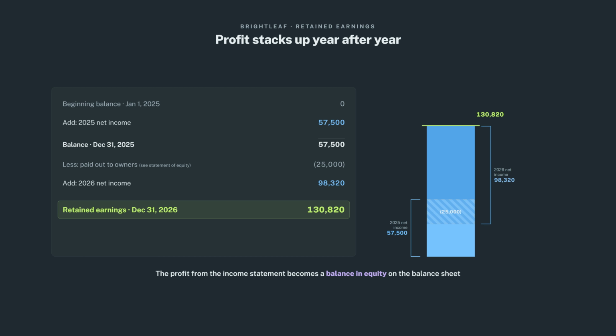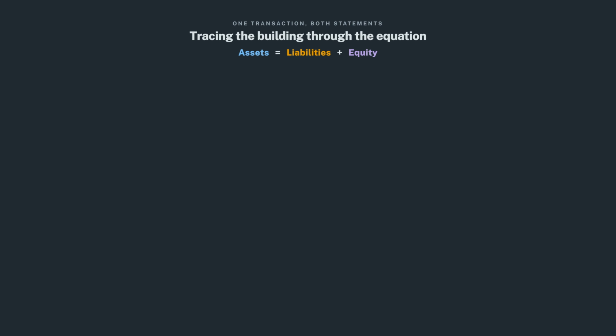Now to reinforce that connection a bit further, let's track one transaction through the two statements. We'll focus on the building BrightLeaf bought to operate in. Back when the company started, it needed cash to buy that building. It raised $400,000 by issuing common stock to its owners, and it took out a loan. We can't tell exactly the amount of the loan from the balance sheet here. The best we can do is say the loan balance at the end of 2025 was $137,604. But let's assume it was $140,000.